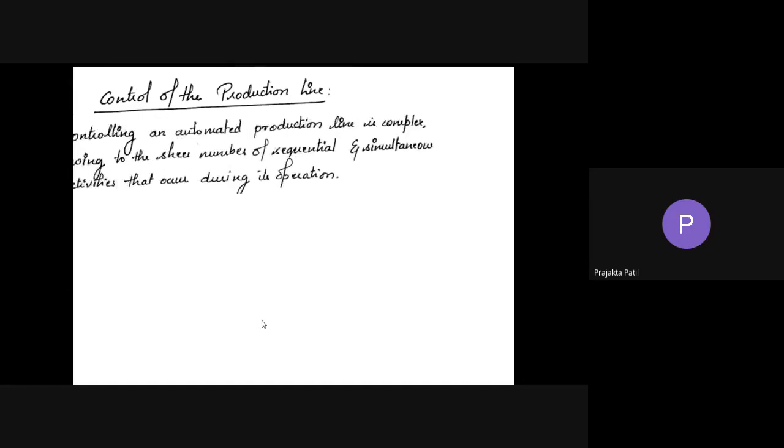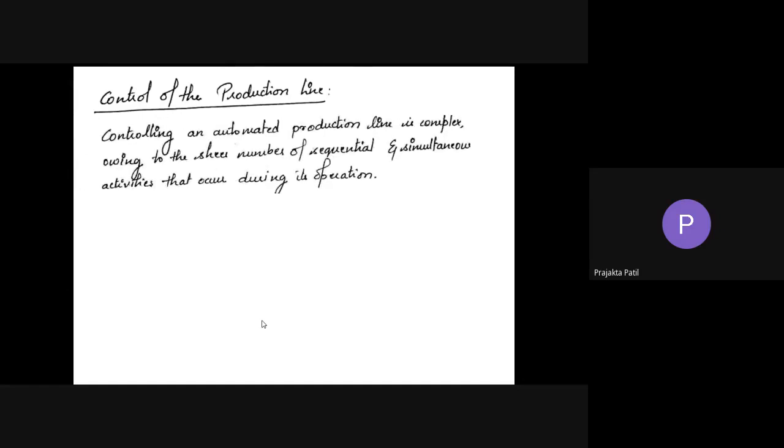Moving on to the next one, we'll discuss this and then stop. That is control of the production line. Controlling an automated production line is complex owing to the sheer number of sequential and simultaneous activities that occur during its operation. So yes, when we talk about an automated production line, things are going to be very complex, and then controlling it becomes very important. So we will see the control of production line now.